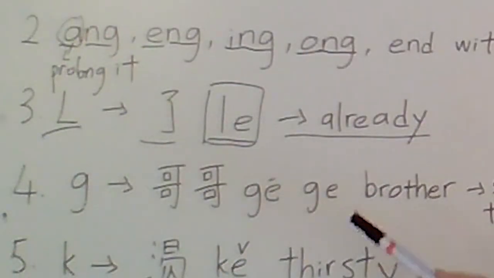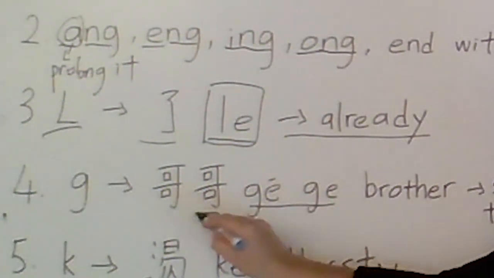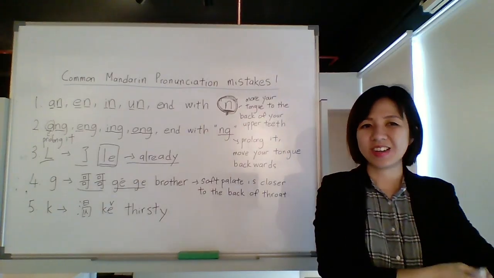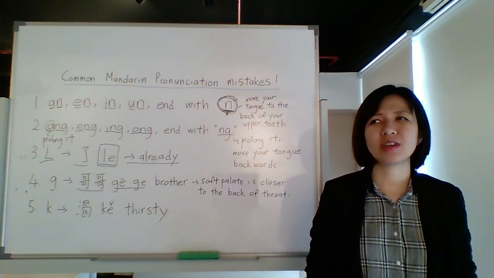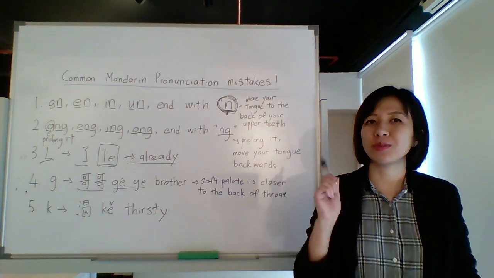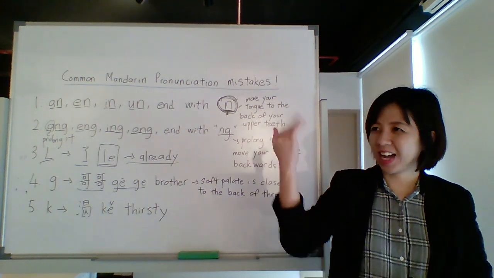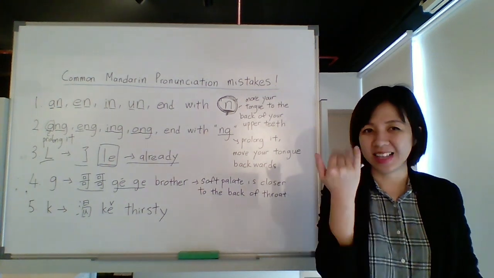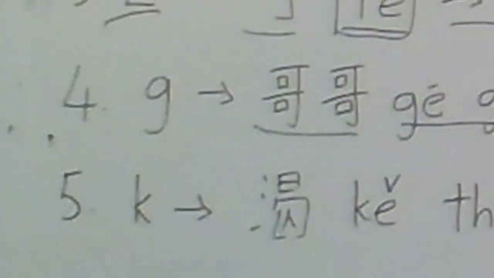This one means brother. When you call your brother, try to pronounce it right. Very beautiful. 哥哥 come. 哥哥来. 哥哥 good, very good.